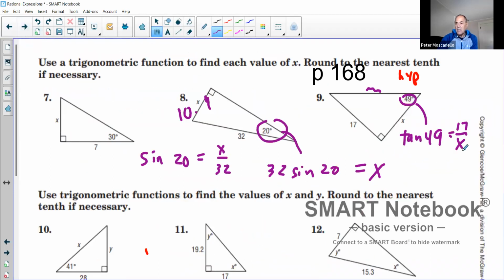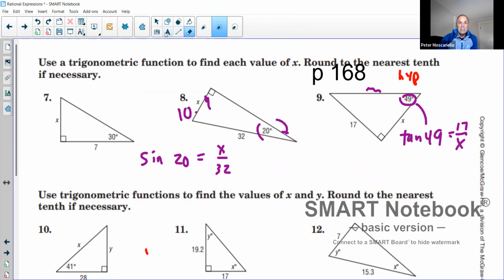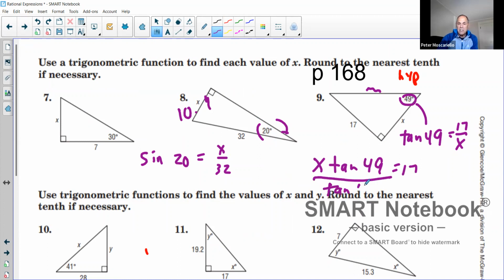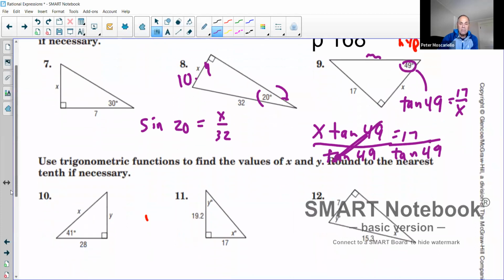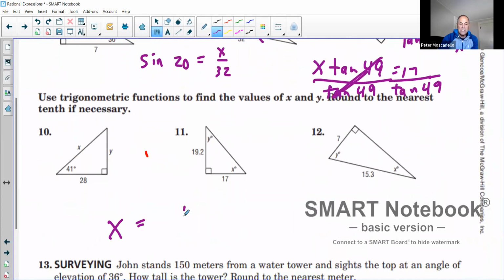Okay, so to solve this for x, I'll multiply each side by x first. So we get x tan 49 equals 17. I'm going to divide by tan 49. You say, I thought you said you couldn't divide by cosine a minute ago. I can't divide by the word cosine. I can divide by cosine of an angle. So I can divide by tan 49. So x equals 17 over tan 49.